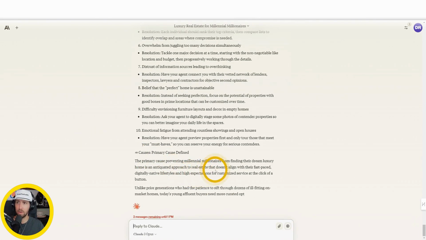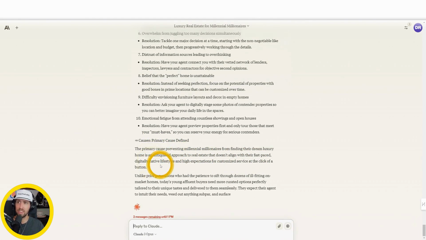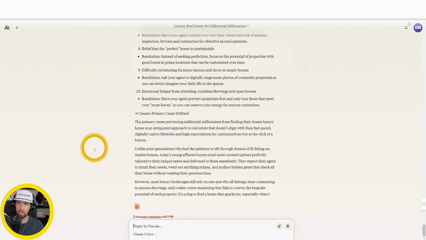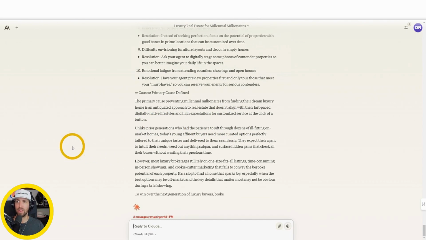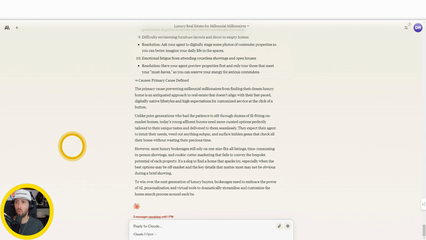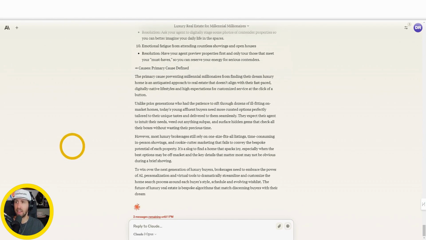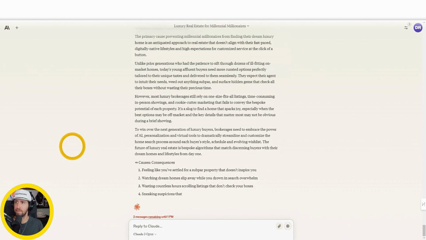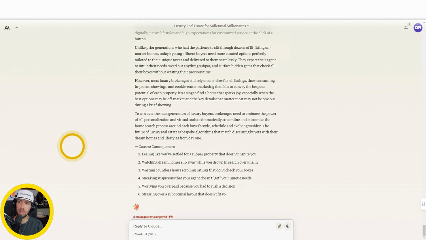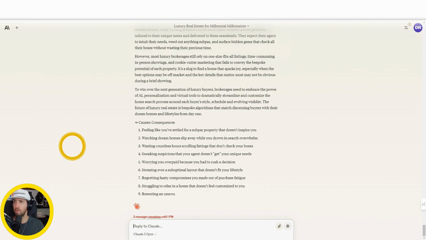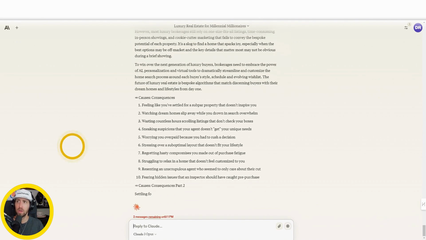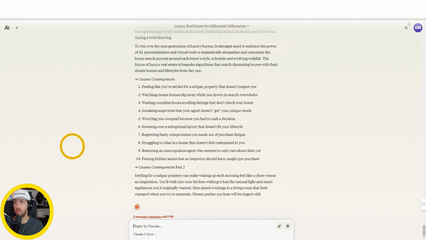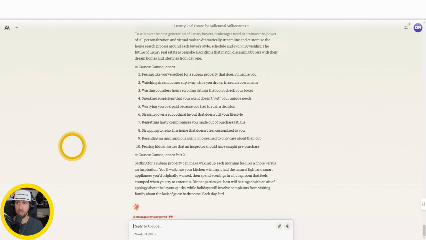It's antiquated approach. They don't align with their fast-paced, digitally native lifestyles, high expectations through customer service at the click of a button, right? And so, like, getting into really defining what this cause is, and getting that look under the hood about the different consequences that we may run into if they don't work with an agent that can help them actually get this goal. What are the consequences of not solving this problem, basically?